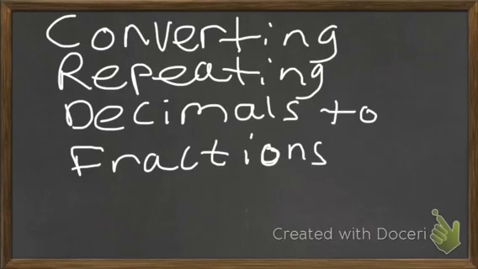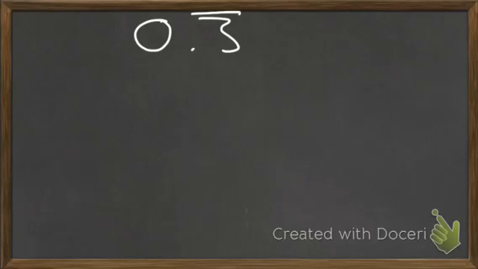In this video, we're going to talk about converting repeating decimals to fractions. In our first example, we have 0.3 repeating. We're going to have to set up an equation here. X equals 0.3 repeating.